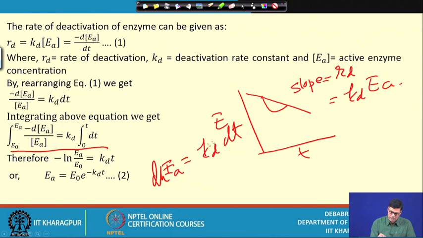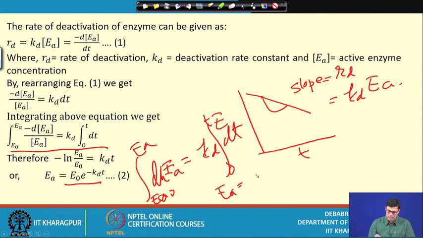Now if we integrate from 0 to t, and EA0 to EA, then what will we get? ln EA by EA0 equal to minus KD into t, so EA equals EA0 into e to the power minus KD into t. This minus sign will come here. Okay, so we can easily find that out.